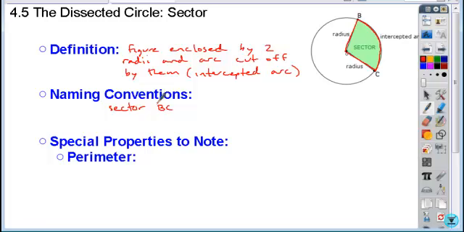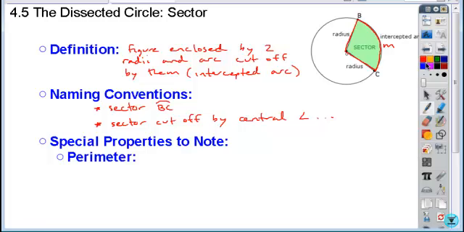So sector BC. And you might also see that it's named as the sector cut off by a given central angle. And so it might say a sector cut off by a central angle of 32 degrees. And so now it's referring to this central angle, which again coincides directly with the arc measure.